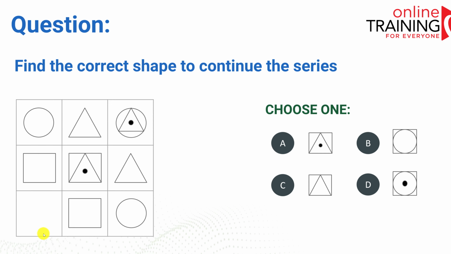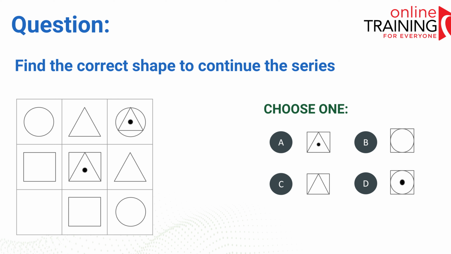Before I jump to the final answer, let me teach you how to detect patterns in these types of questions. There are 3 different patterns that we can see here. First pattern is pattern in the shapes. We have circle and triangle in the first row. We have square and triangle in the second row. And then we have square and circle in the third row.